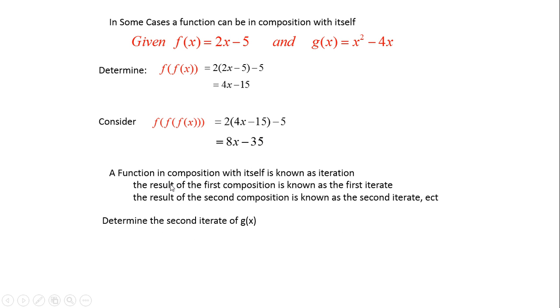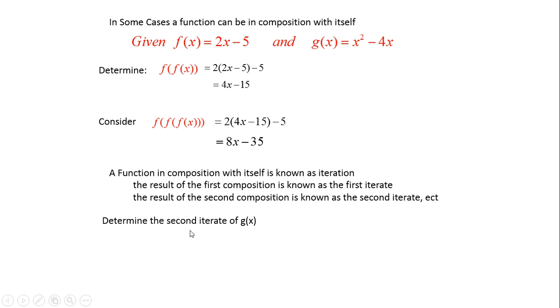A function in composition with itself is known as an iteration. The result of the first composition, that's the function with itself, that's the first iterate. This is the second iterate. The composition of the function with itself once over is the first iterate. Composition of the function with itself again and then again is the second iterate.